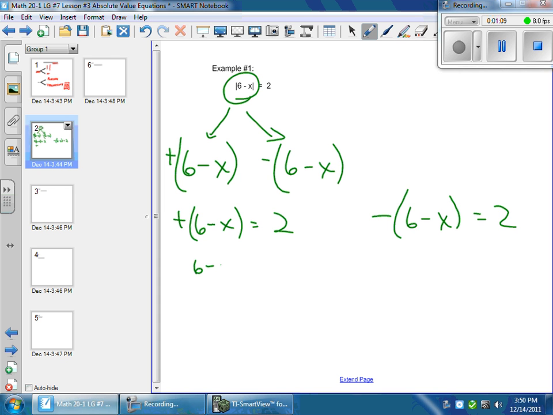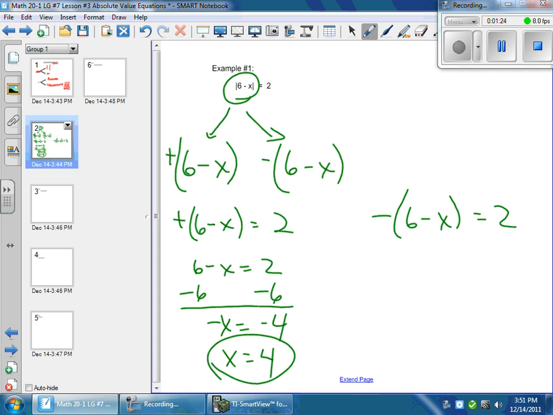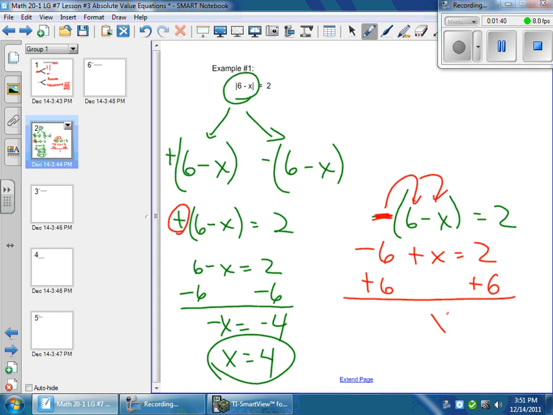Well, guess what? You just have to solve this twice. This is going to be 6 minus x equals 2. You subtract the 6, minus x equals minus 4, and then x equals positive 4. Yahoo! There's your first answer. Your second answer is this one over here. Don't forget you had this minus in front, because according to the piecewise, you have one positive and one minus. So this works out to be minus 6 plus x equals 2. Then adding the 6 to both sides, you get x equals 8. There's your other answer. Perfect.